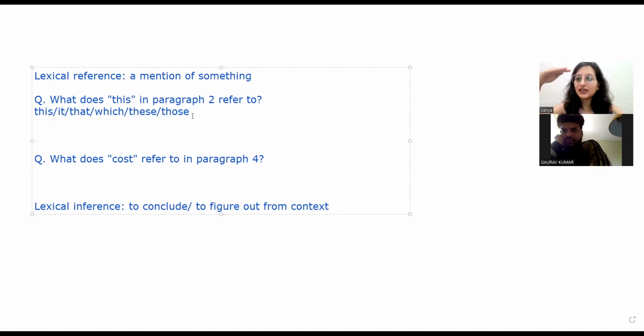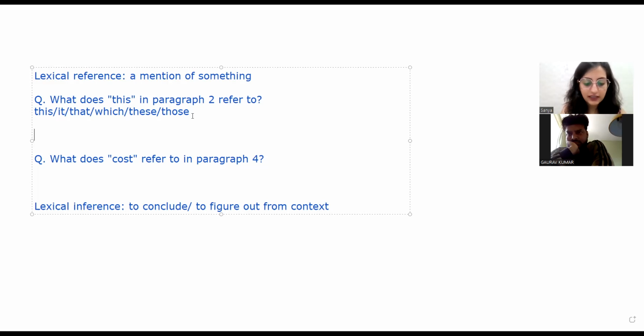Suppose the paragraph is eight lines long and they underline, what does this refer to in the paragraph, and in the fifth line they mention that. It means that in the fourth line I will have to find the answer. I'll give you an example, because sometimes it can be in the sentence prior or in the same line. So we'll see an example.